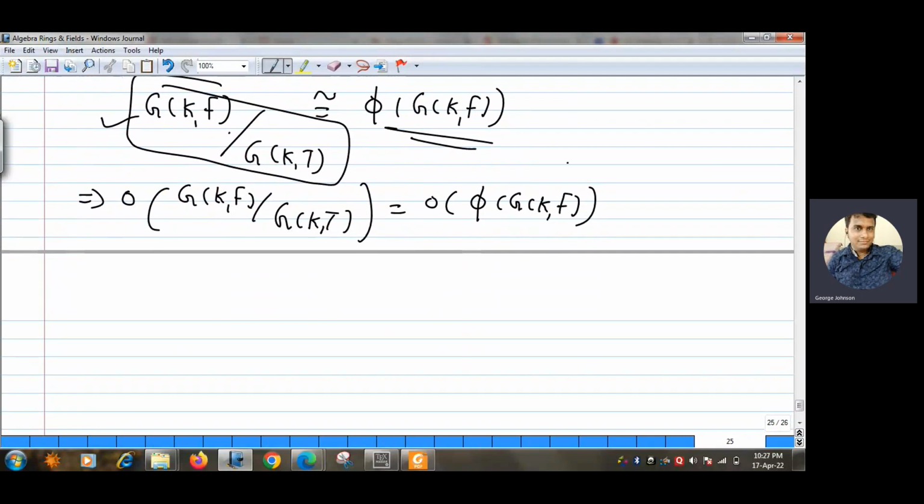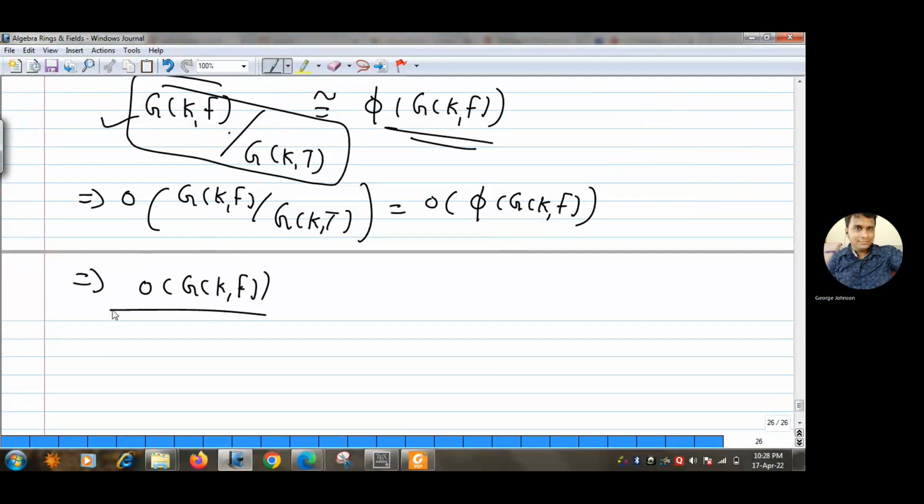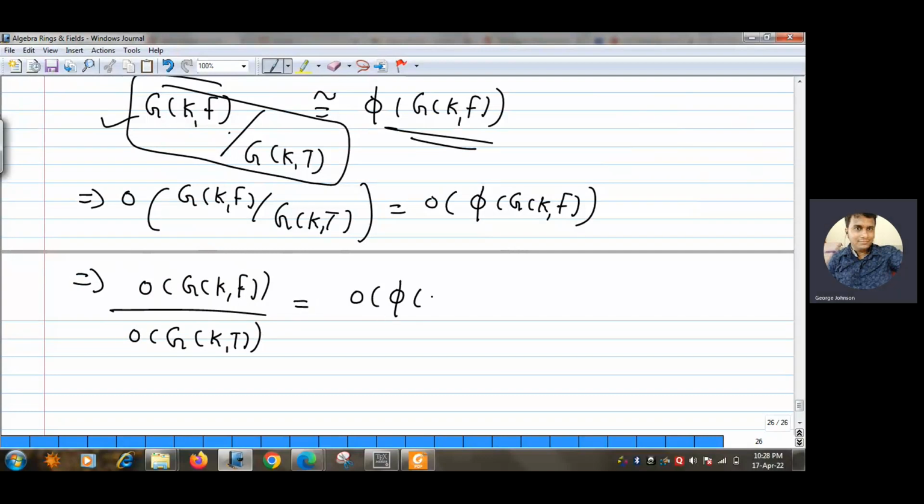And we know the order of a quotient group G quotient H. What is the order of G quotient H? It says that its order is the order of G divided by the order of H, by using Lagrange's theorem. You remember you have proved this in BSc, okay? So the order of the quotient group is nothing but the order of this group divided by the order of GKT, because the order of G quotient H is the same as the order of G divided by the order of H. This is the same as the order of phi of GKF.